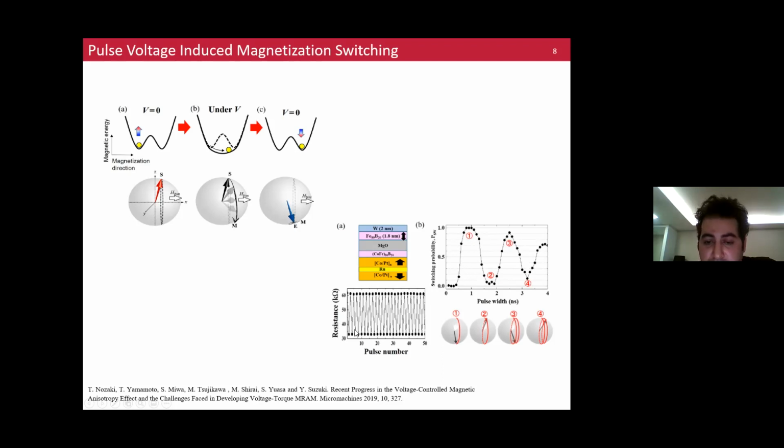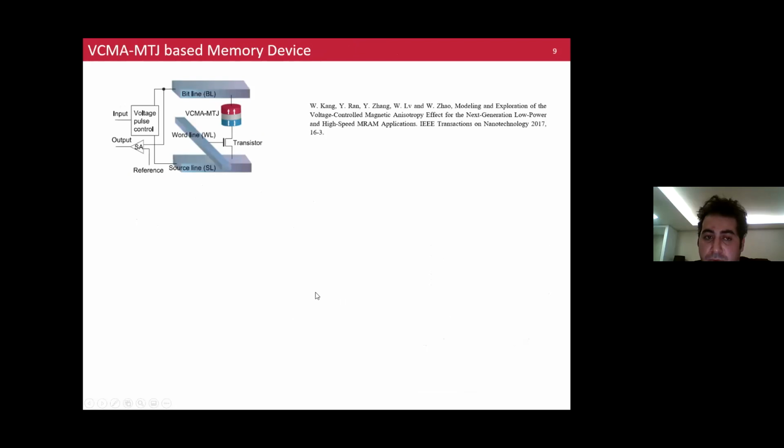So this is the experiment they did based on this concept. When they apply 1 pulse, they can successfully switch the magnetization state, and they read the resistance state of the device. And again they apply a 1 nanosecond pulse, and it will switch again and again and again. It is a repeatable and very stable device that can be controlled by only applying voltage. So this is a very beautiful device that can be used to make memory by using this concept.